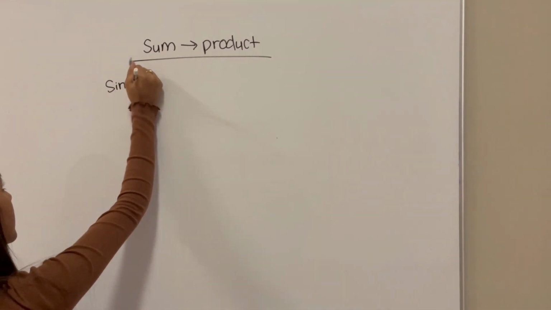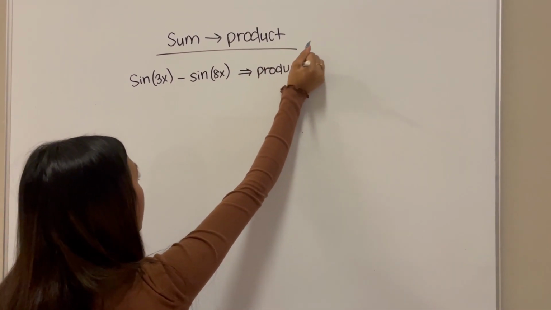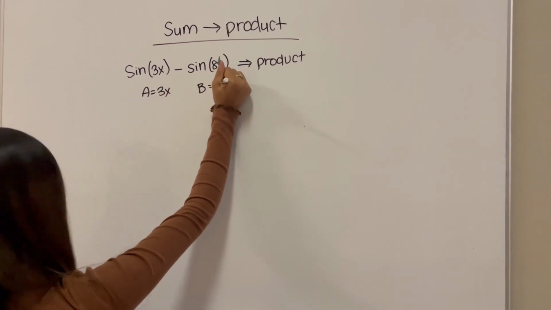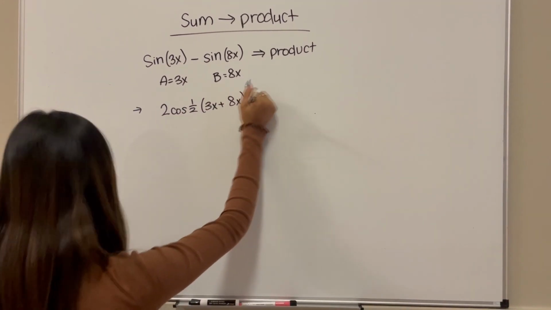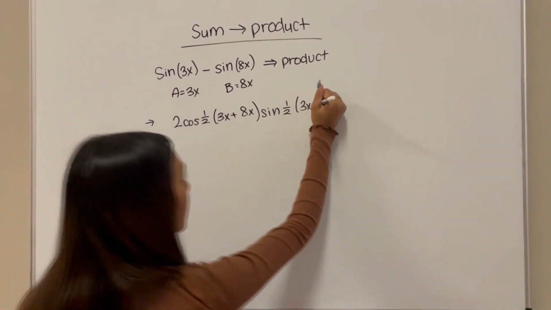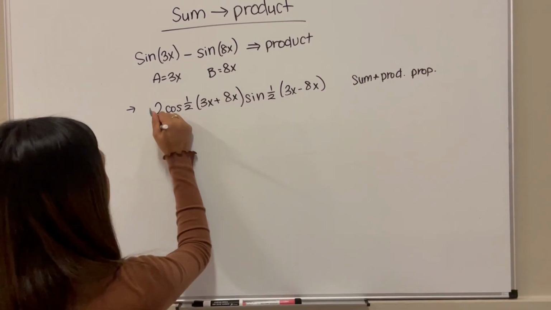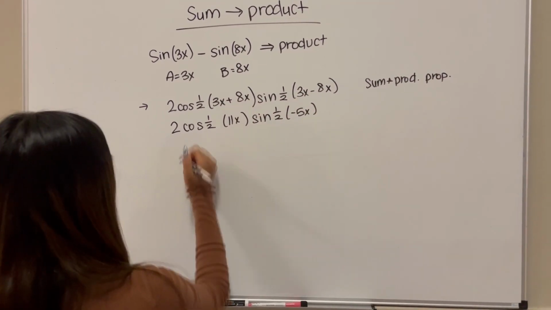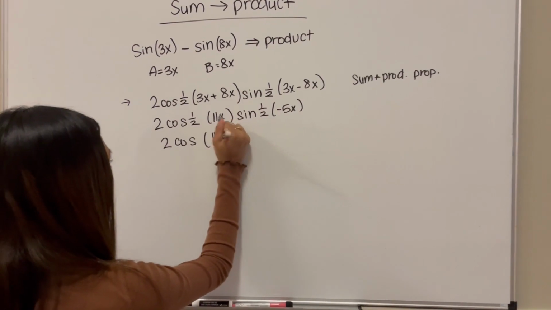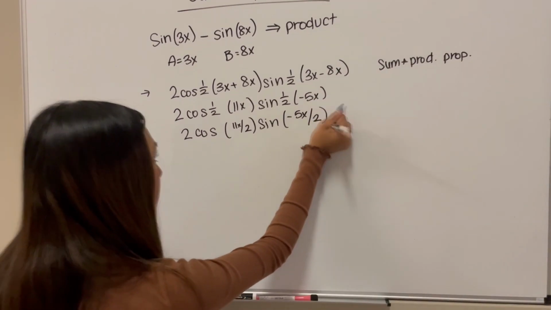Now for an example of sum to product, we have sine of 3x minus sine of 8x. So a equals 3x and b equals 8x, and by using the property sum and product, we have 2 cosine 1/2 (3x plus 8x) sine 1/2 (3x minus 8x). We can then further simplify that into 2 cosine 1/2 (11x) sine 1/2 (negative 5x). And then we can distribute that 1/2, so it looks like 2 cosine (11x divided by 2) sine (negative 5x divided by 2).